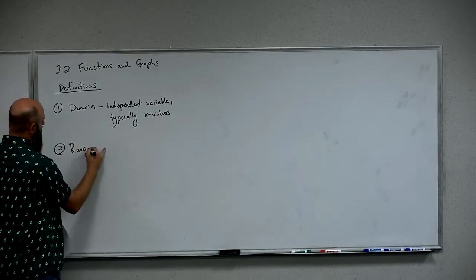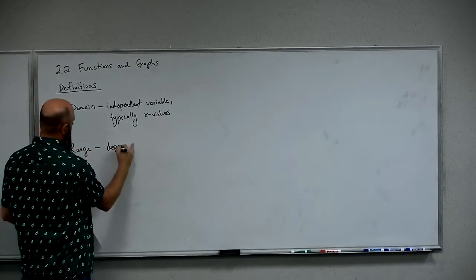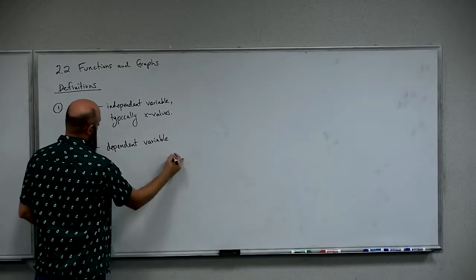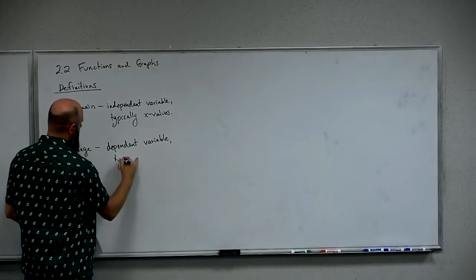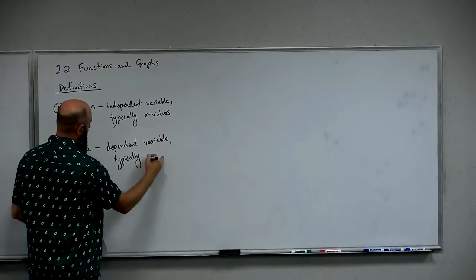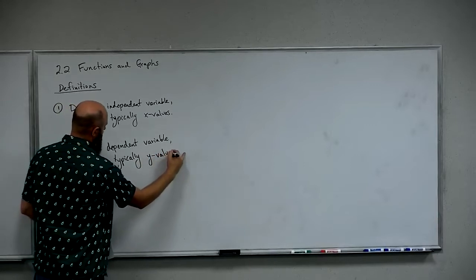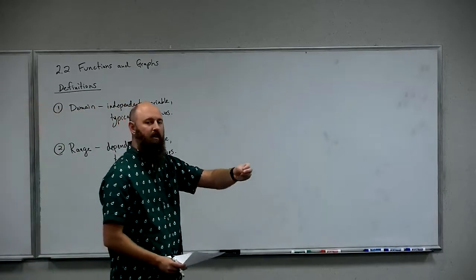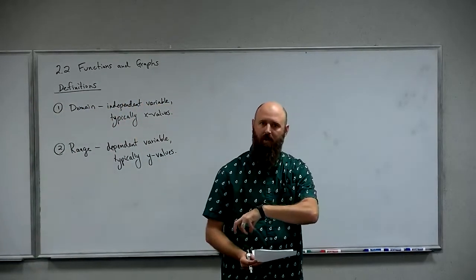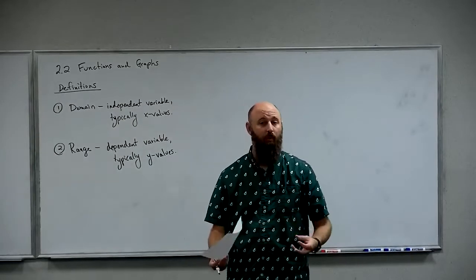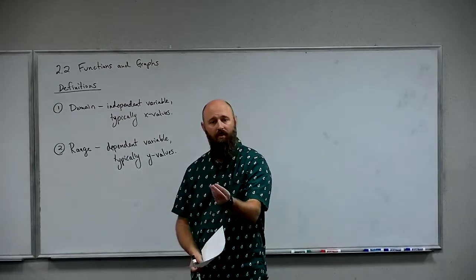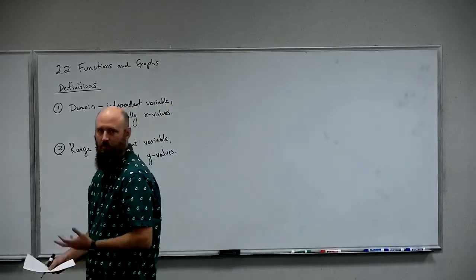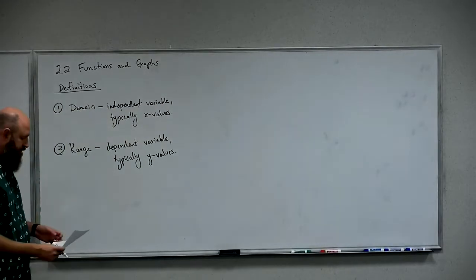Our range, this is our dependent variable. And this is typically the y values. Now, you can look at it, the domain is what I plug in. The range is what I get out after I plug that in. And so that's what we usually do. We usually plug in for x, and we see what y value we get out when we plug that in. So that's why they're typically the domain and the range.